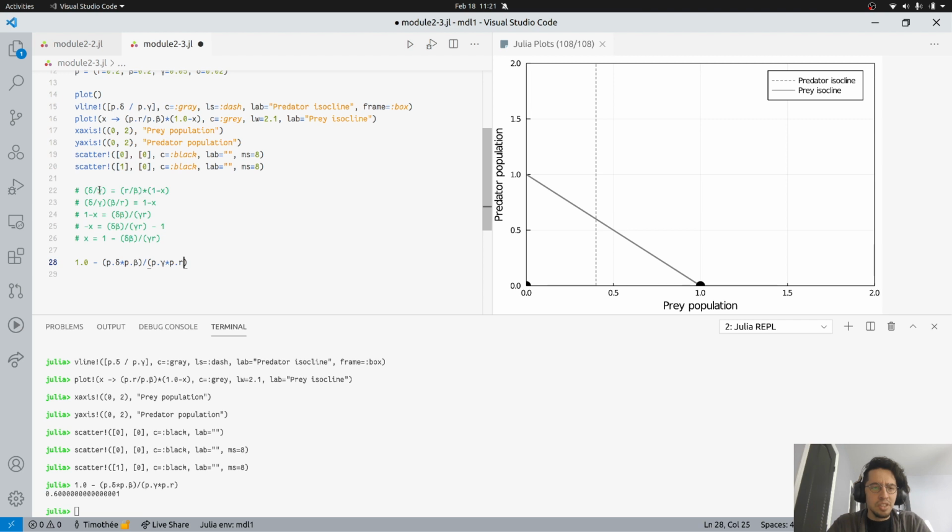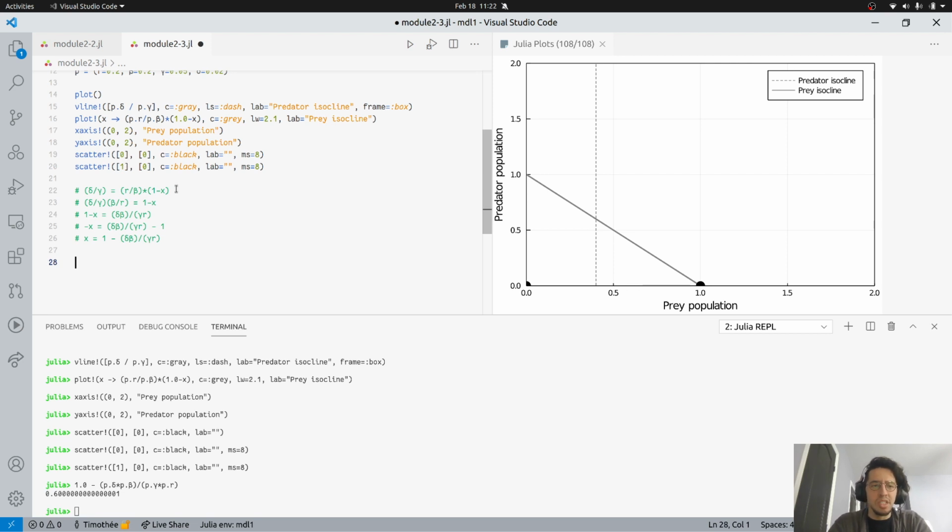So we divide by this. Yeah, so it's delta times beta divided by gamma times r equal 1 minus x. We'll remove 1 from both sides. That's 1, that's minus x minus 1, so x is 1 minus, that should be it. Anyway, never mind, we'll do that on pen and paper.